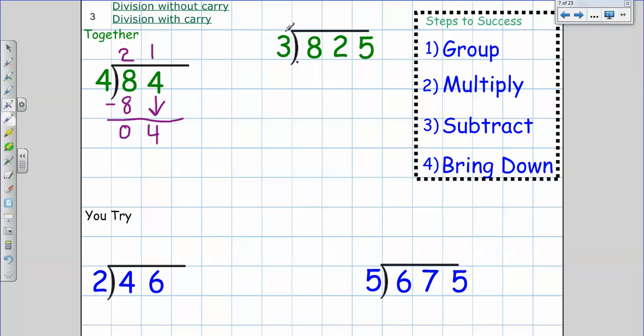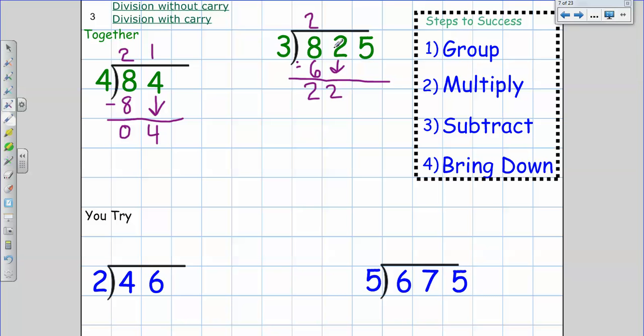So again, I'm grouping. How many times does 3 go into 8? 3 goes into 8 2 times. 3 times 2 is 6. Now I'm ready to subtract. 8 minus 6 is 2. Last step is to bring down. So I'm bringing down my 2. 3. Now I start my process over again.